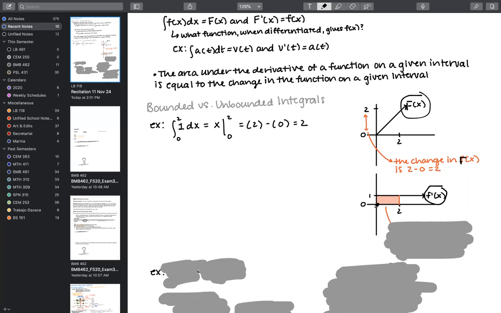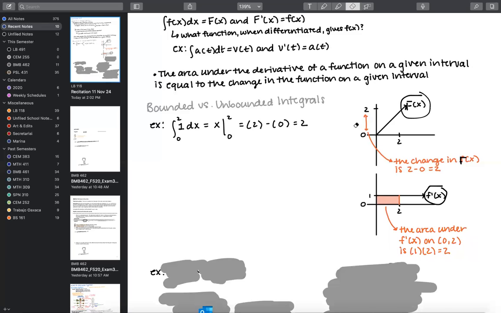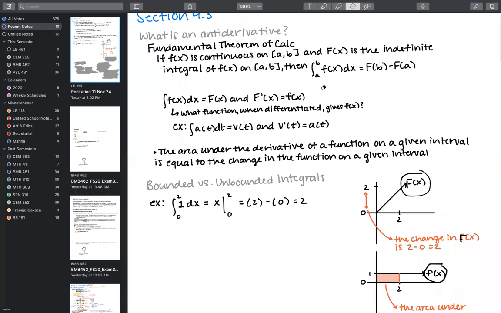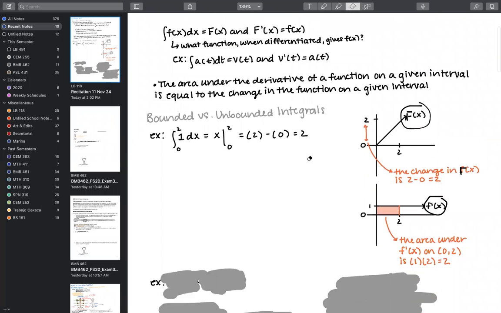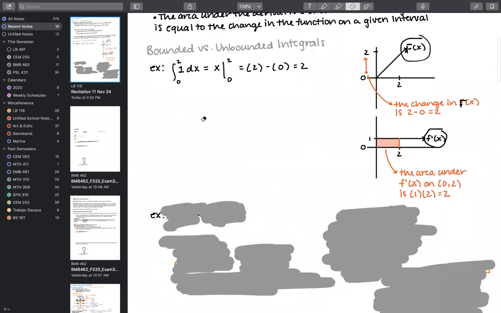The area underneath this straight line on the interval 0 to 2, we'll evaluate just like we evaluate any rectangle. It's 2 times 1, which is equal to 2. And once again, we get that the area underneath the derivative on 0 to 2 is equal to the change in y. So we've just corroborated this interpretation of the fundamental theorem. Now let's talk about an unbounded integral and what that looks like.